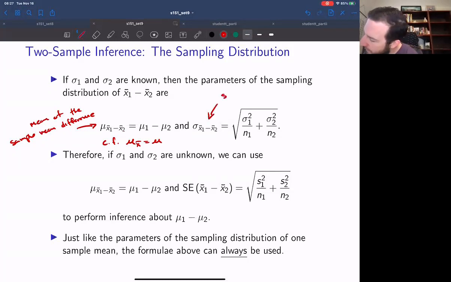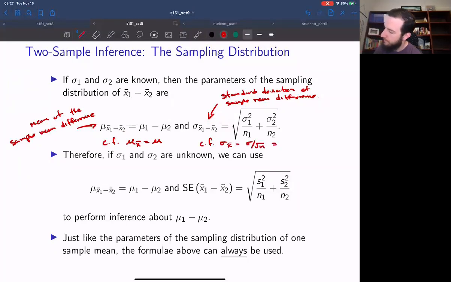And here we have the standard deviation of the sample mean difference. And then we can compare that to sigma x bar, which we know is sigma over the square root of n. And now you can see here that sigma, so the standard deviation of the difference, is the square root of sigma 1 squared over n1 plus sigma 2 squared over n2. Okay. So basically, we're just taking the information from the two samples and putting it together. That's how this works.